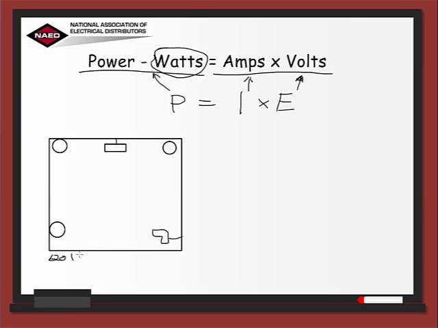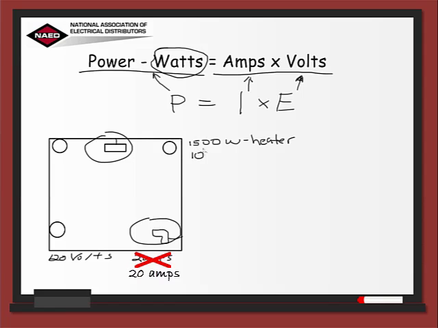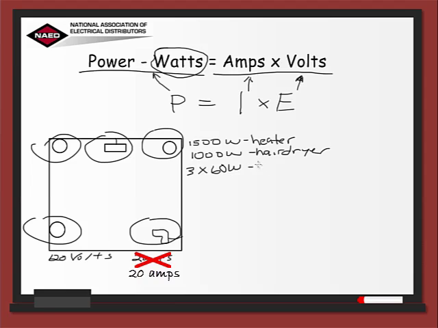A typical room is wired with a 120-volt, 20-amp circuit. Well, it looks like I wrote it wrong, so cross that out. 20 amps here. There we go. We have a 1500-watt portable electric heater. We have the 1000-watt hair dryer. And then there's the 3 60-watt lamps with incandescent bulbs plugged into various outlets.